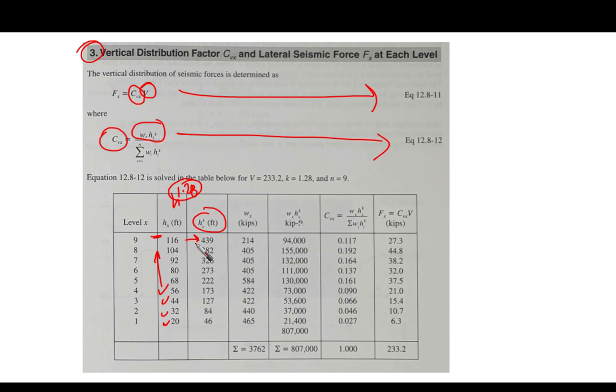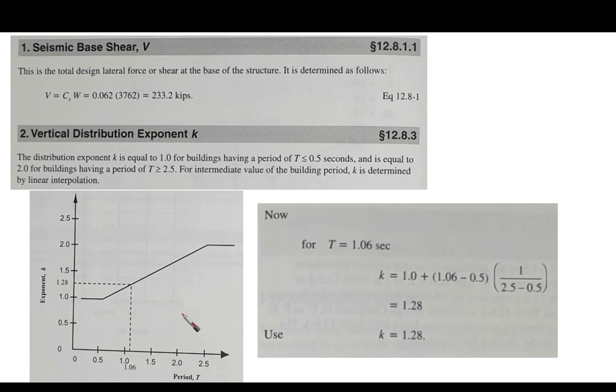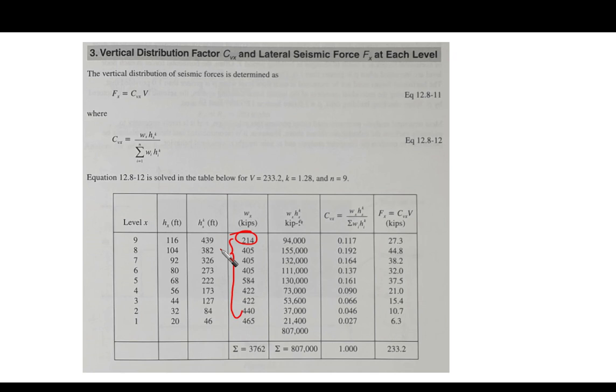And then the weight is given already for each floor, right? If you go back here, it is given already for each floor. We are going to put it as it is, as you can see here. And the roof is the last one. Then we're going to multiply this by the h to the power k in this column, and then sum them up to get the summation, which is needed for the denominator of the CVX.